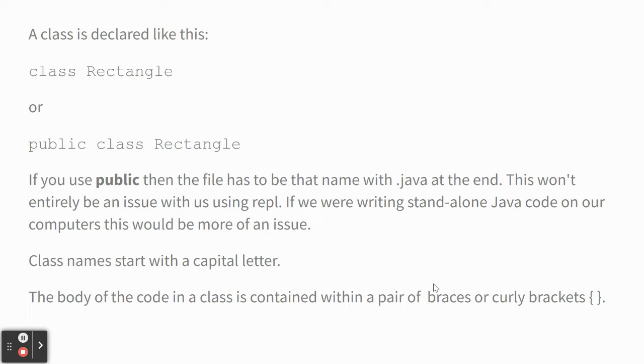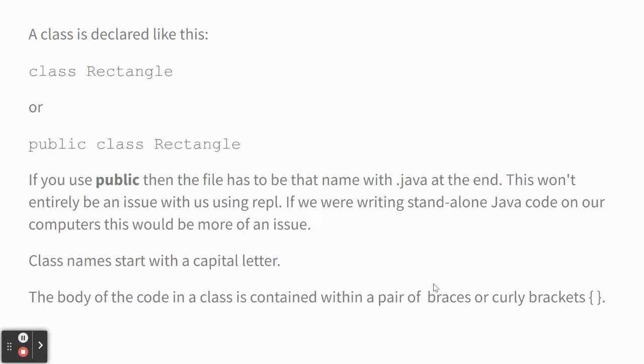So a class is declared like this: class Rectangle or public class Rectangle. The thing about the public word is, if you use public, then the file that the program is stored in has to be named exactly the name of your class with .java after it.